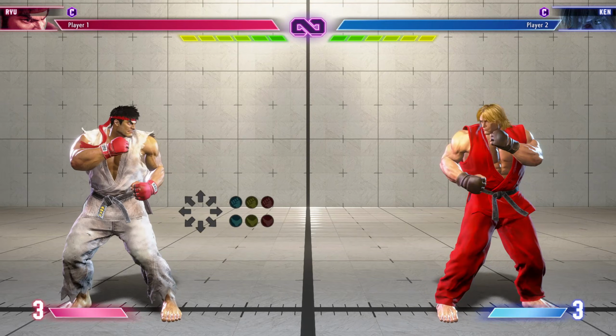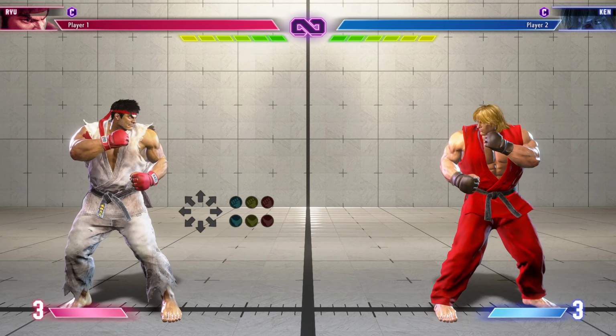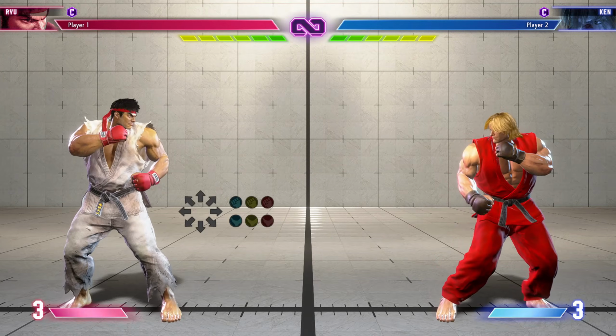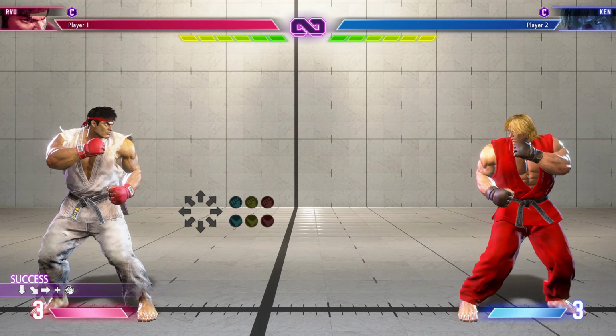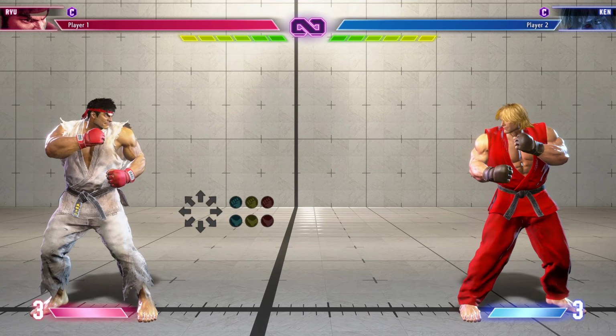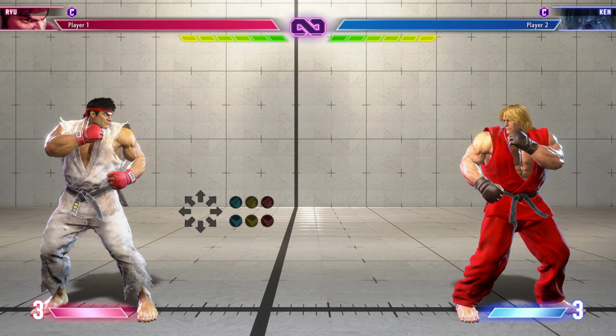A 236P is known as a forward quarter circle into a punch button, examples being a Hadouken. If you just needed a quick definition, you're good to go. But if you want a detailed explanation, please stick around for the rest of the video.